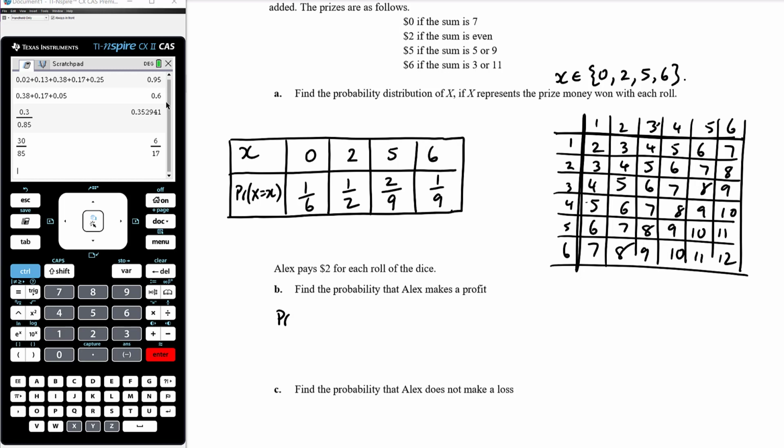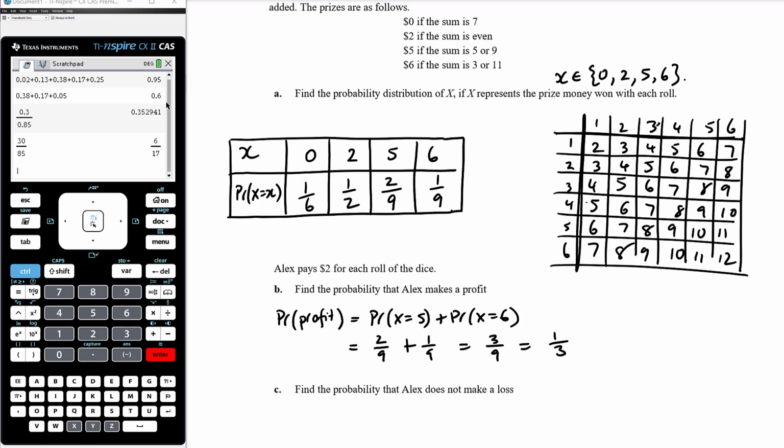Okay, so the probability of getting a profit is equivalent to the probability that X equals 5 or X equals 6. So that is 2/9 plus 1/9, which is 3/9, which is 1/3. So there's a 1/3 probability of making a profit. So it's not too bad again.